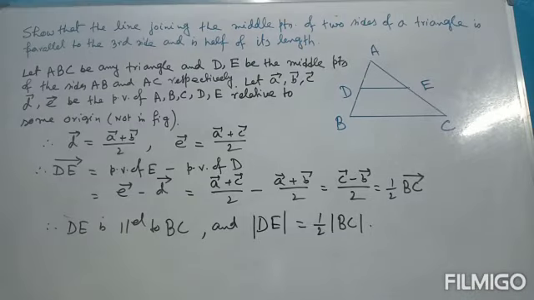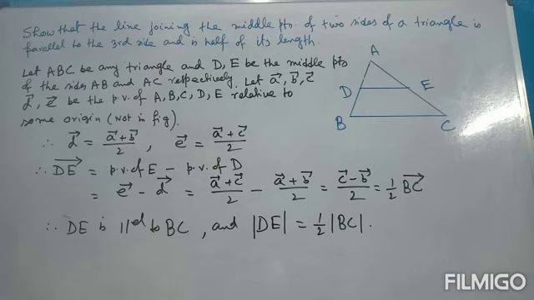Next, I write one very well-known question, the midpoint theorem. The line joining the midpoints of two sides of a triangle is parallel to the third side and is half of its length. Prove it by the vector method.